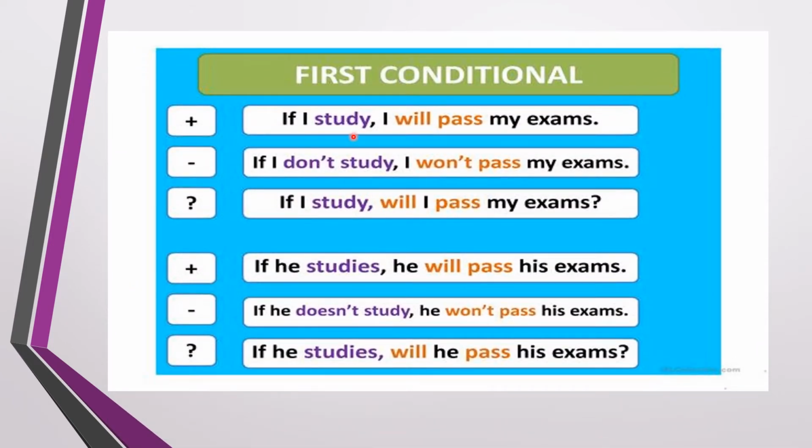Dear girls, look at this chart, please, and pay attention. First conditional. The first sentence is in the affirmative form. If I study, comma, I will pass my exams. The first sentence began by putting if plus the subject I, the main verb which is in the present simple tense, study, comma, the subject I, plus will, plus base verb pass, and the complement of the sentence my exams.